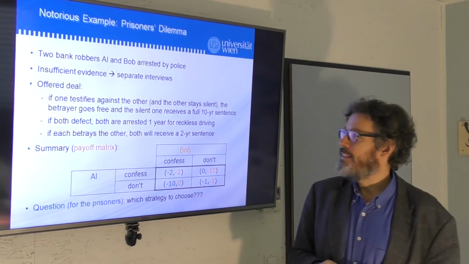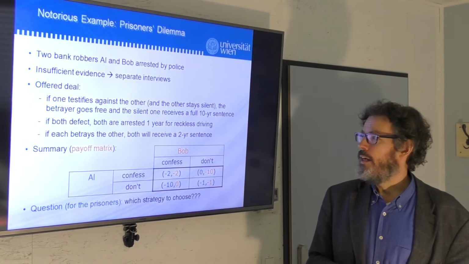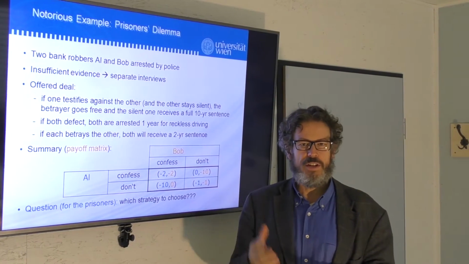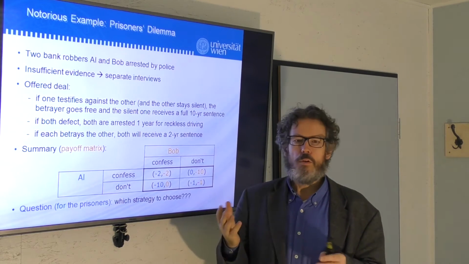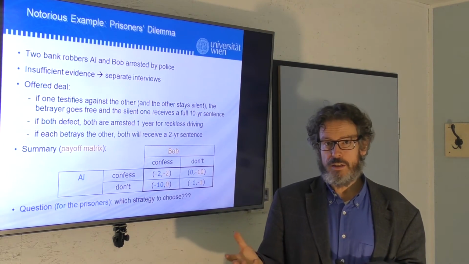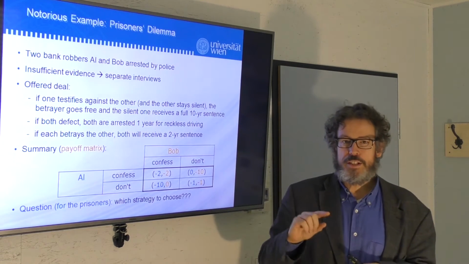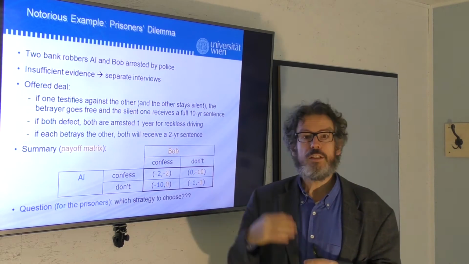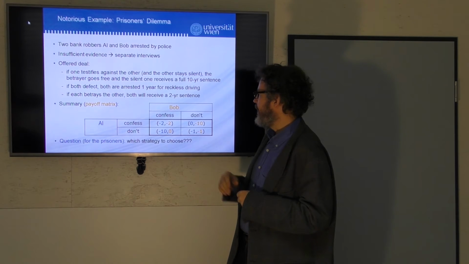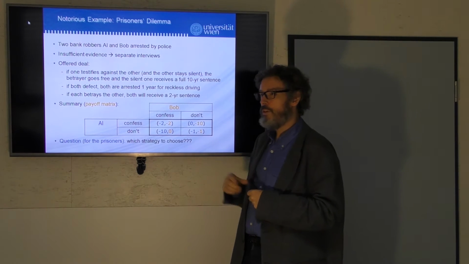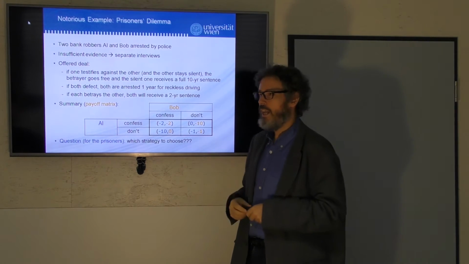If one of them testifies against the other and the other stays silent, the betrayer goes free. And the silent one receives the full 10-year sentence in prison. If both of them stay silent, both are arrested only for 1 year for reckless driving, for instance, because evidence is not sufficient. But if each betrays the other one, both will receive a 2-year sentence. So we can summarize this deal in a matrix like the following, and this is typical for this type of games, that we derive a so-called payoff matrix describing the result of the game.